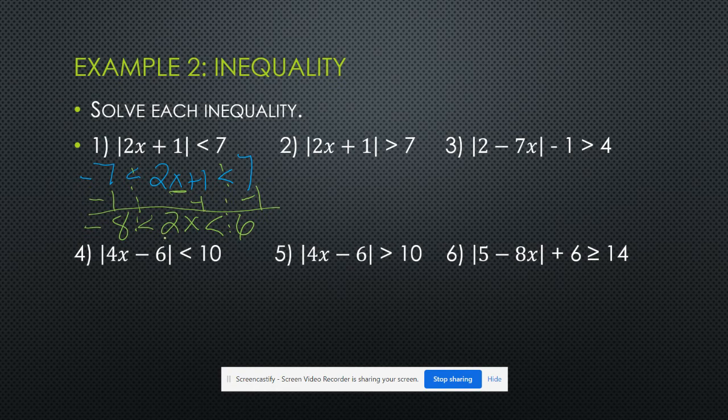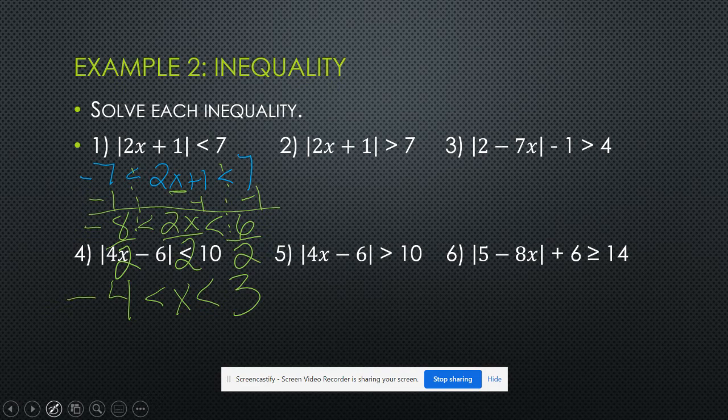We finish getting x alone by dividing by 2. So we divide all parts by 2. -8 divided by 2 is -4. 2 over 2 reduces to 1, so we have 1x. And 6 over 2 reduces to 3.